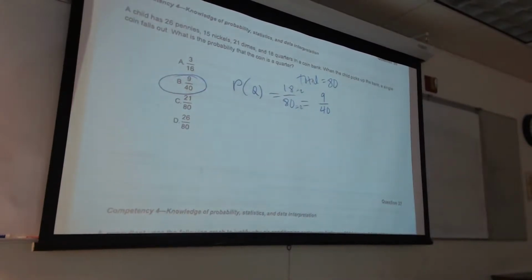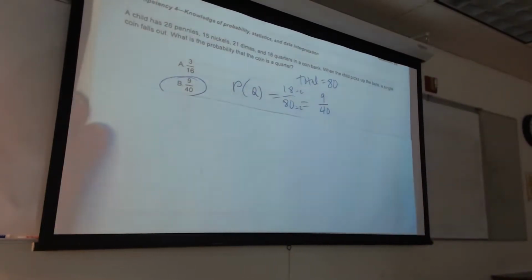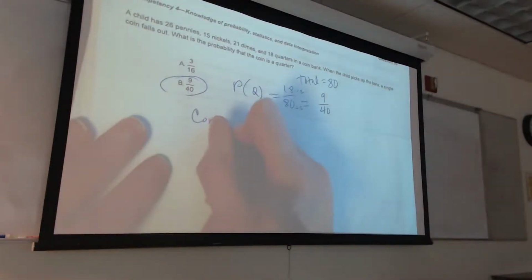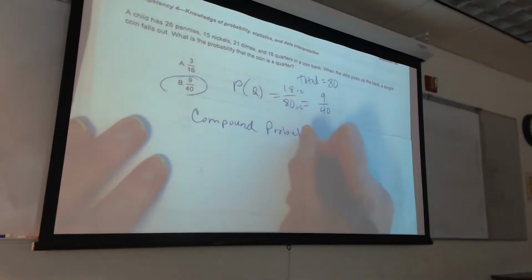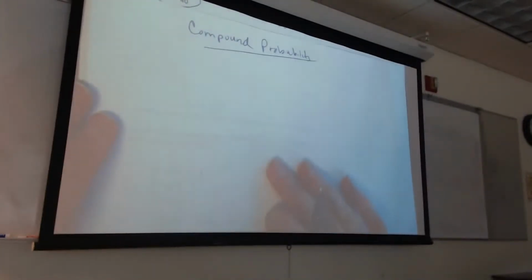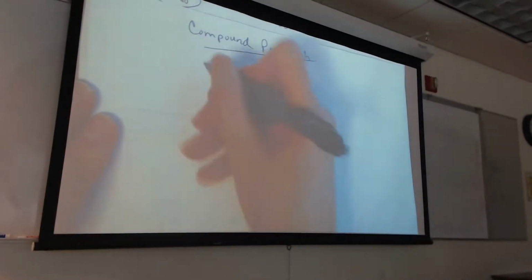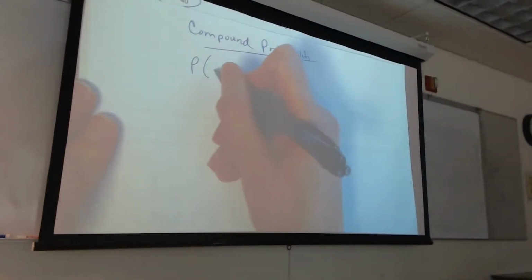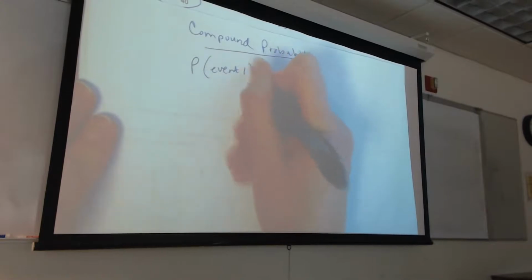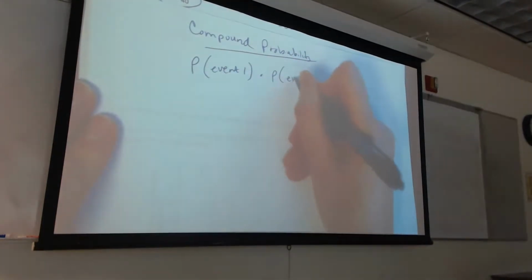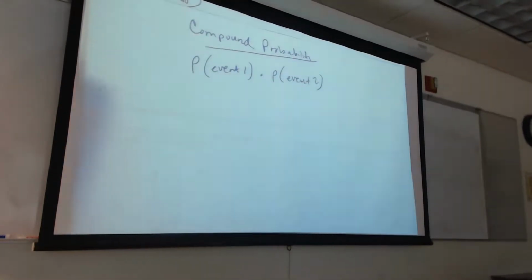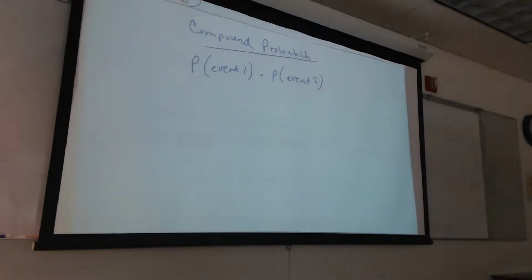Now, I want to take a second and talk about compound probabilities real quick, because you're more likely to see those. So, compound probability is the probability of the first event times the probability of the next event, and so on and so on and so on.